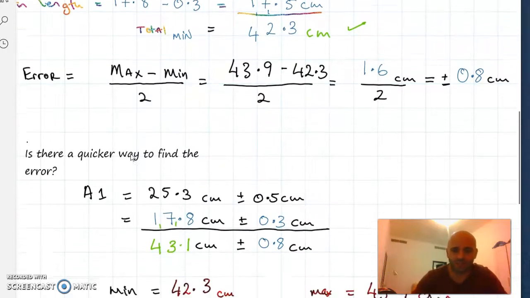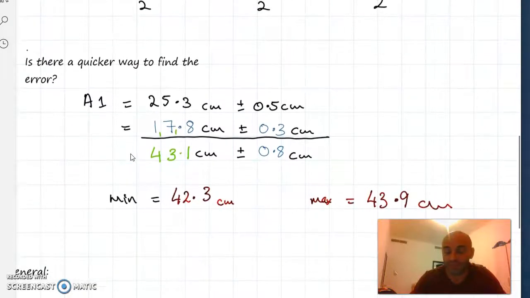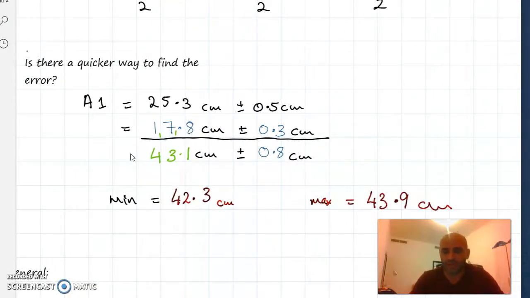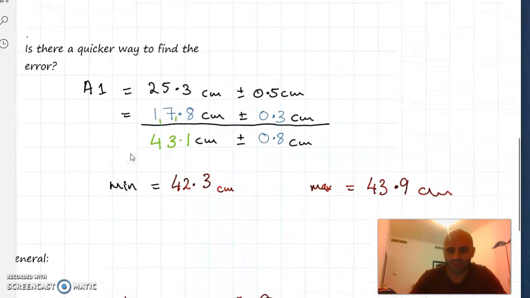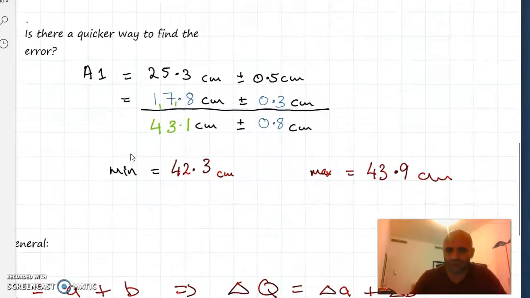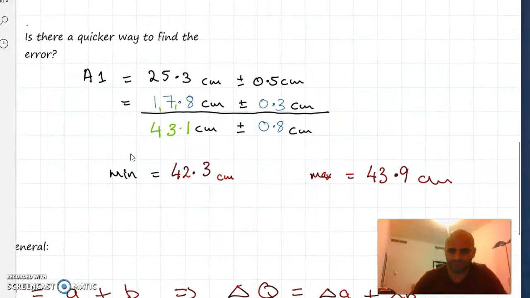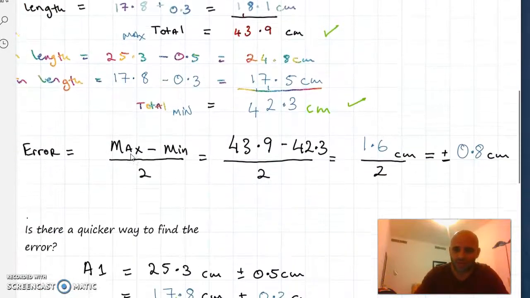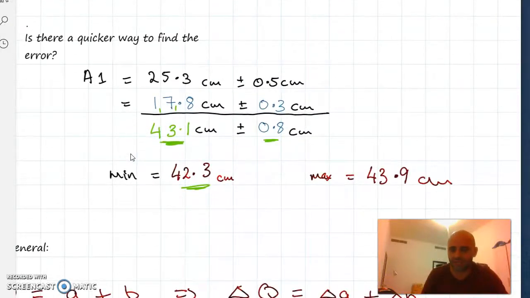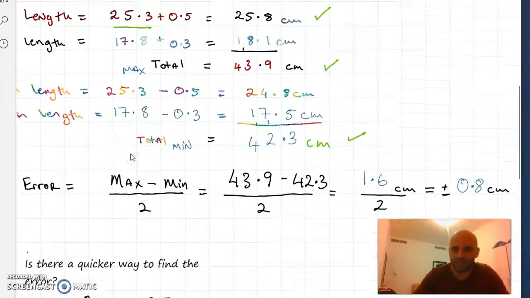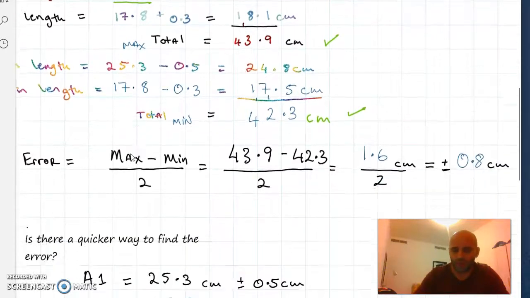And again, I ask that same question: is there a quicker way of doing this? Exactly what you'd expect. Basically what we wind up doing is adding those errors, okay? And again, if we compare with the minimum and the maximum, the average is right in the middle, okay? If I take 0.8 from it, I get 42.3, which is exactly what I had above for the minimum. And if I add 0.8 to it, then I get the other value, which is 43.9, which I had got the long way, okay?